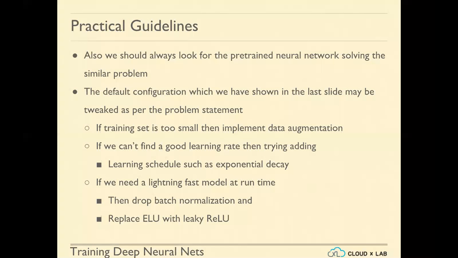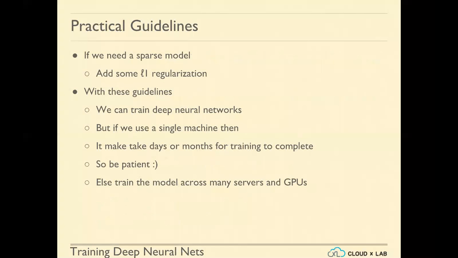If the training data is too small, then implement data augmentation. If you can't find a good learning rate, try adding learning schedules. Exponential decay is a good learning schedule, the last one. If we need a lightning fast model at runtime, then drop the batch normalization and replace ELU with ReLU. So if you want to do real time, based on the problem statement, you might have to change the strategies.